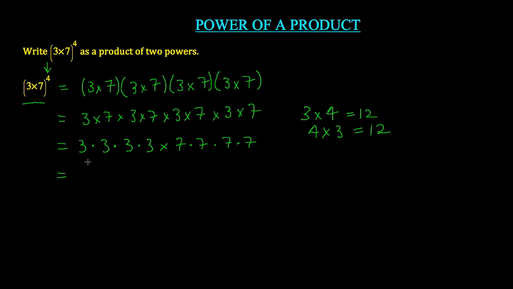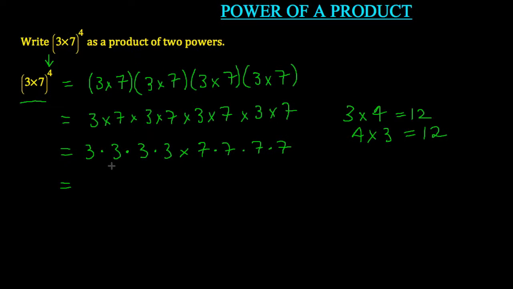To take that a little bit further, we recognize that 3 times 3 times 3 times 3 in exponential form can be written as a base of 3 with an exponent of 4. There are 4 3's multiplied together. Similarly, 7 times 7 times 7 times 7 can be written as 7 to the exponent 4. So now we pause and take a look at what we have, and we recognize that somehow this exponent and these two numbers appear in our final expression.